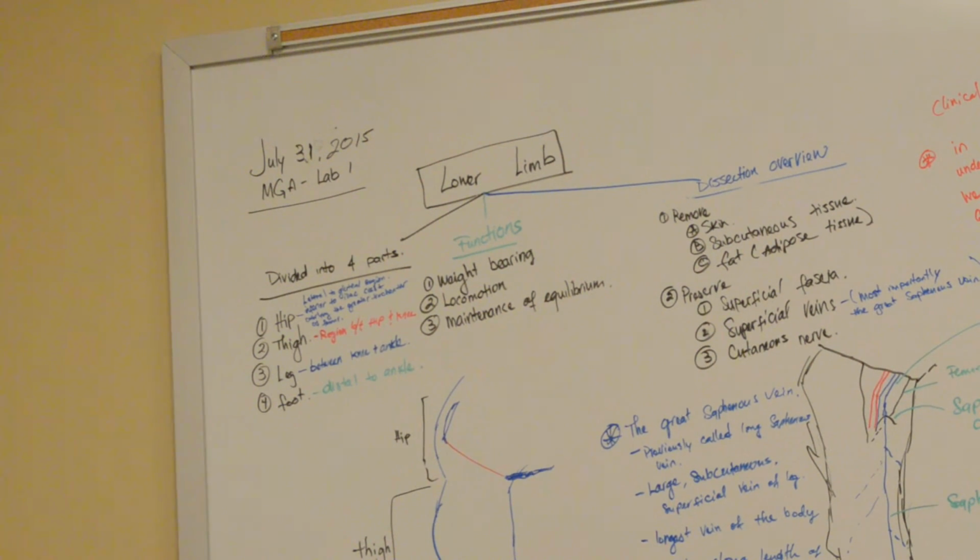Medical Gross Anatomy Lab 1. The lower limb. The lower limb is divided into 4 parts: the hip, the thigh, the leg, the foot.